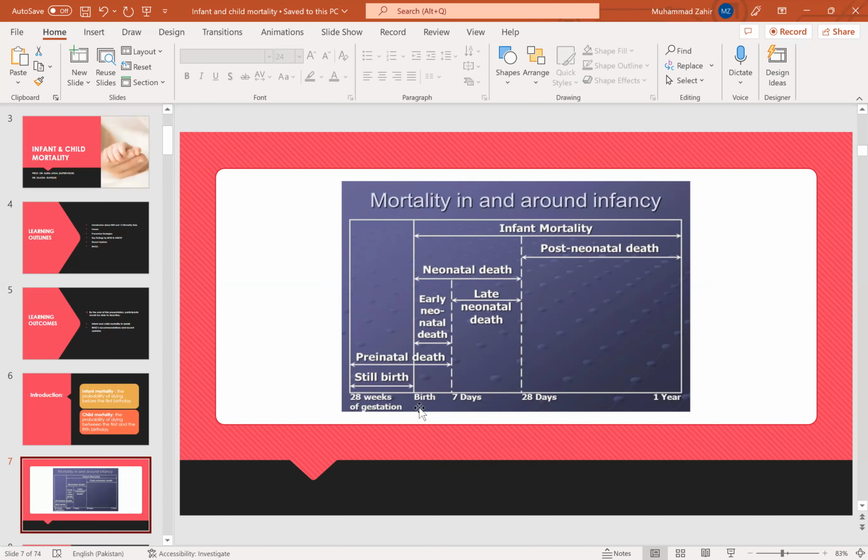Second, from birth to 28 days is called the neonatal period. It is further subdivided into the first 7 days, which is early neonatal death, and late neonatal death. Then there is post neonatal death, which starts from 28 days after delivery till the first year. So infant mortality includes all these periods after birth. It is one of the important diagrams, you can remember it.